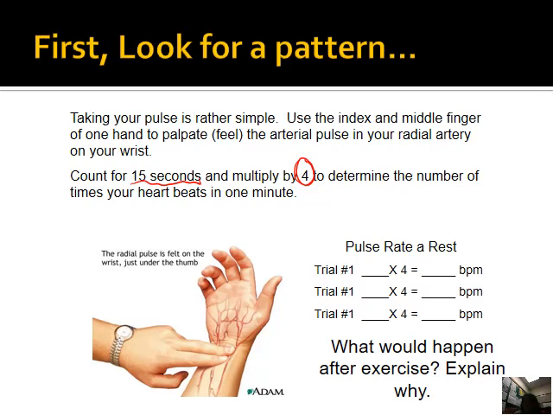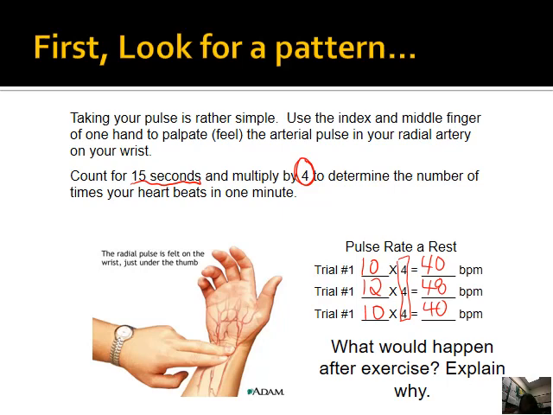So in this case, if we got results of 10, 12, and 10, we'd multiply that by 4, we'd get 40, 48, and 40 beats per minute. Again, we multiply by 4 because we only took our pulse for 15 seconds, and we want to multiply it by 4 in order to get our beats per minute.